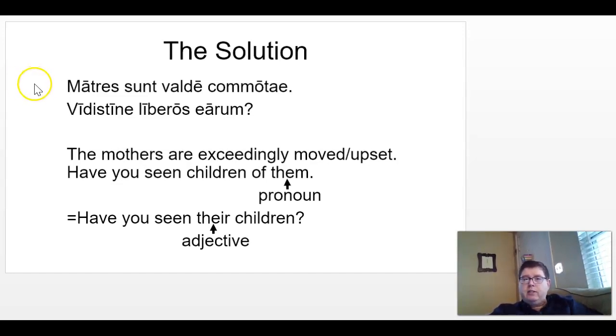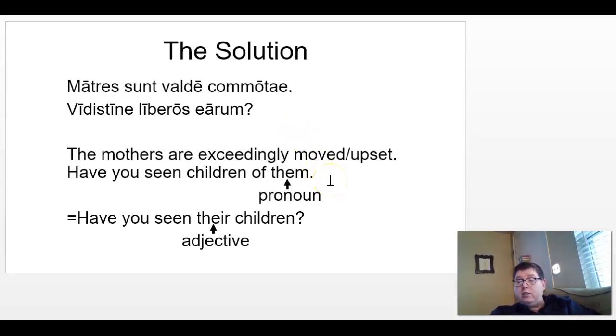So let's see how the Romans did it. Let's look at the first of these two sentences. Matres sunt valde commotae, vidistine liberos earum? The mothers are exceedingly moved, in the sense of upset or disturbed. Have you seen the children of them? So of them here is our translation of earum. In this situation, what they're going to use to express that idea of possession is not a possessive adjective, but a pronoun in the genitive.